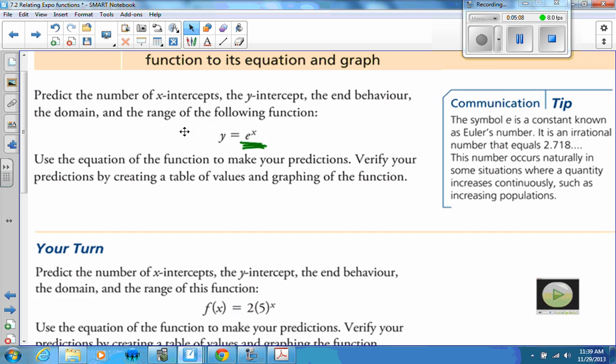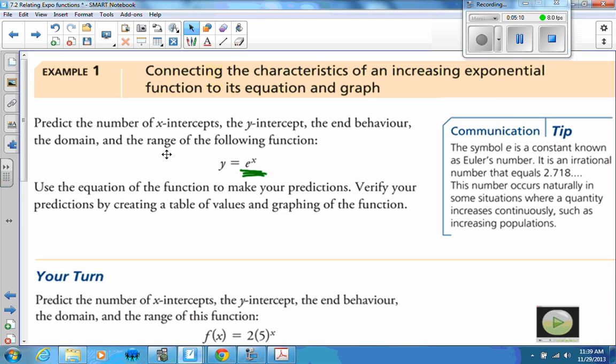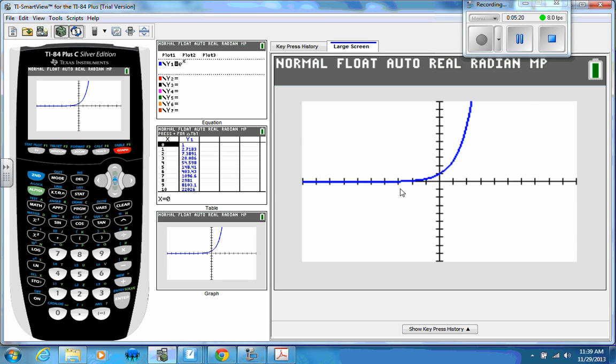Okay. It has 0 x-intercepts. The y-intercept is equal to e. The end behavior always goes from quadrant 2 to quadrant 1 if we look at the graph. And the domain is x an element of the reals, and the range is always y is greater than 0. Sorry, I always think it's y is greater than 1. So y is greater than 0 for this curve.